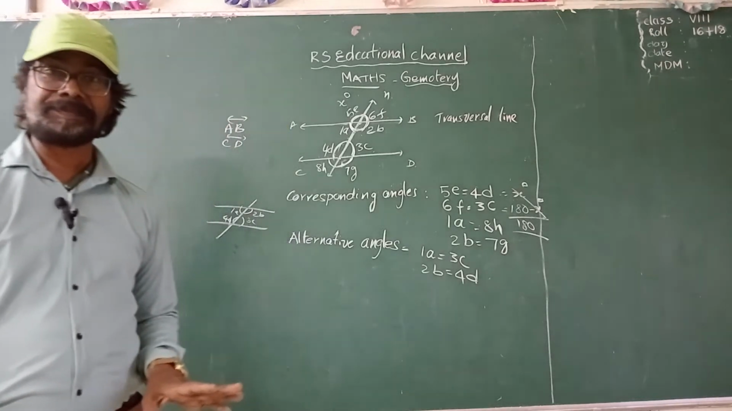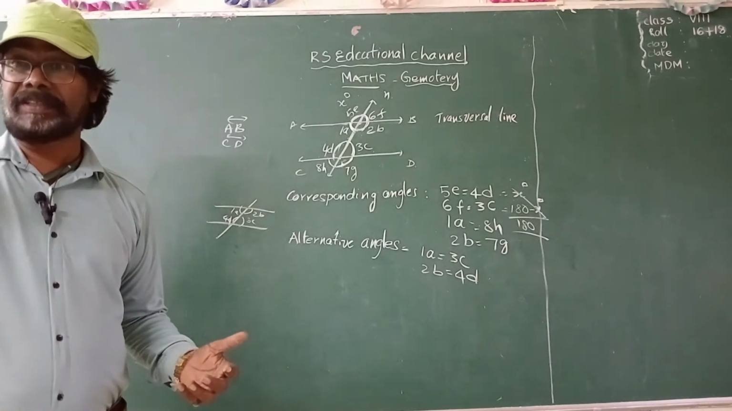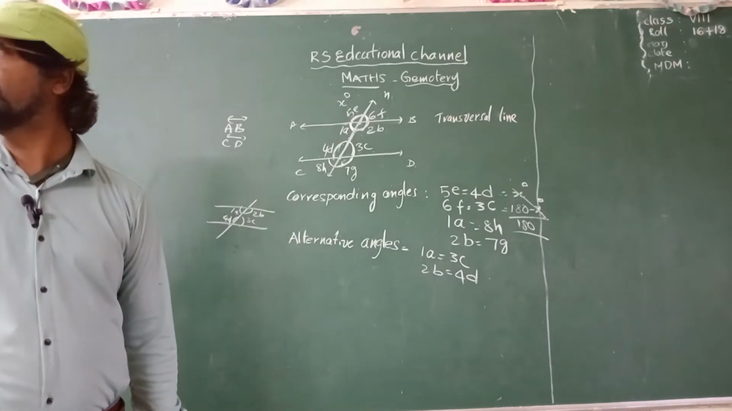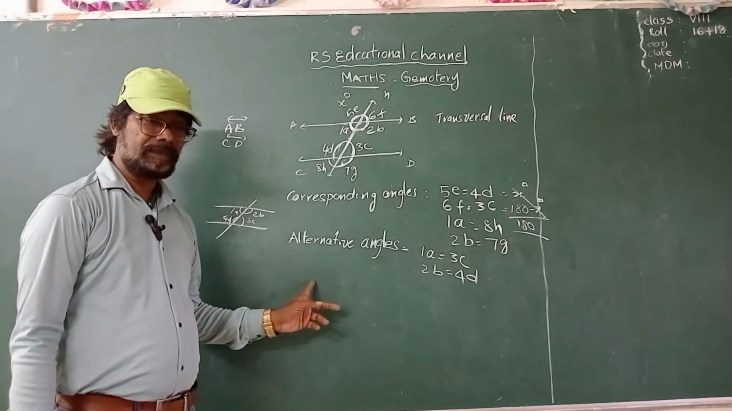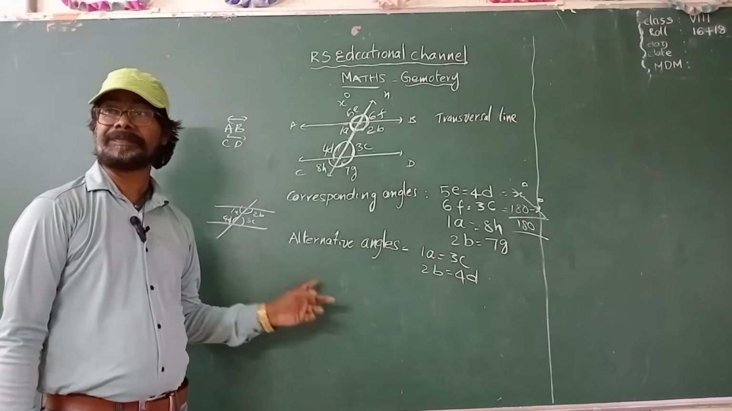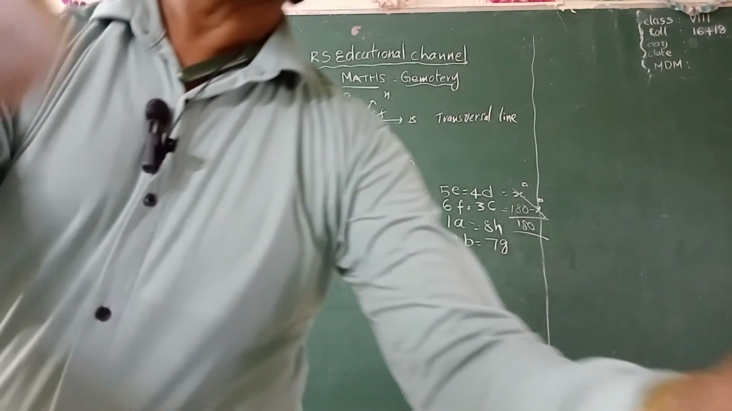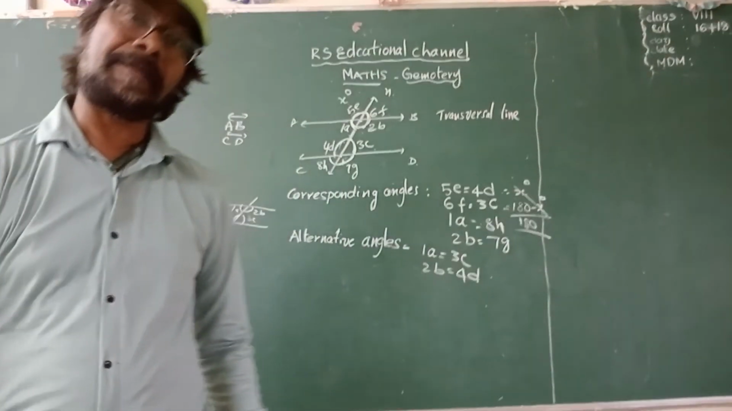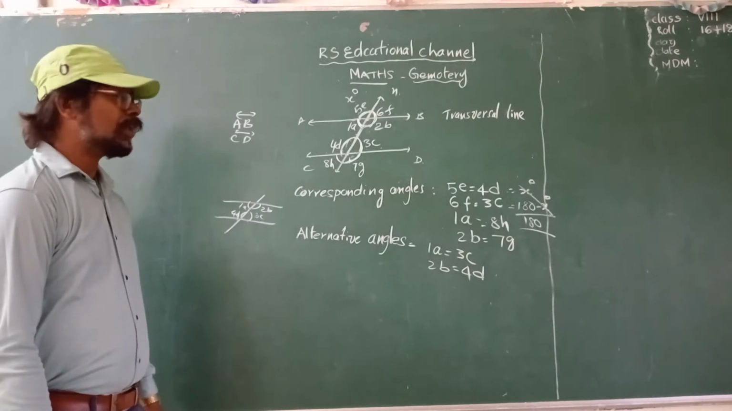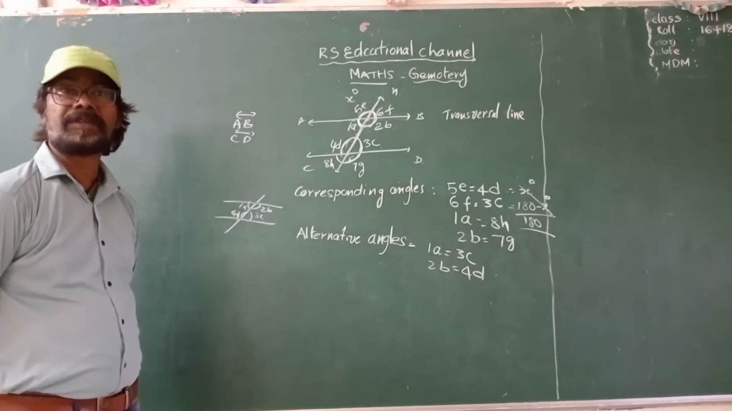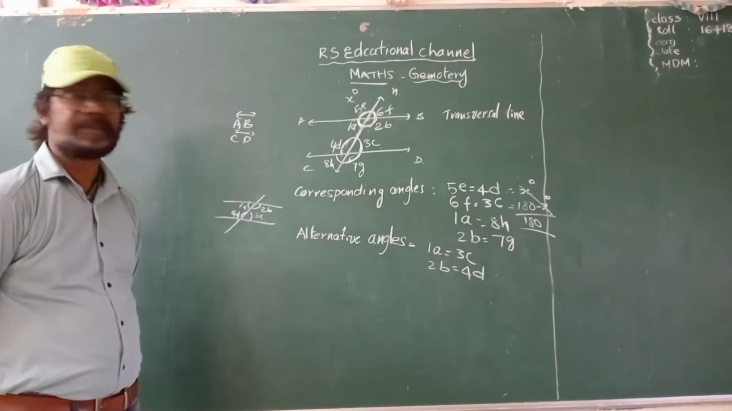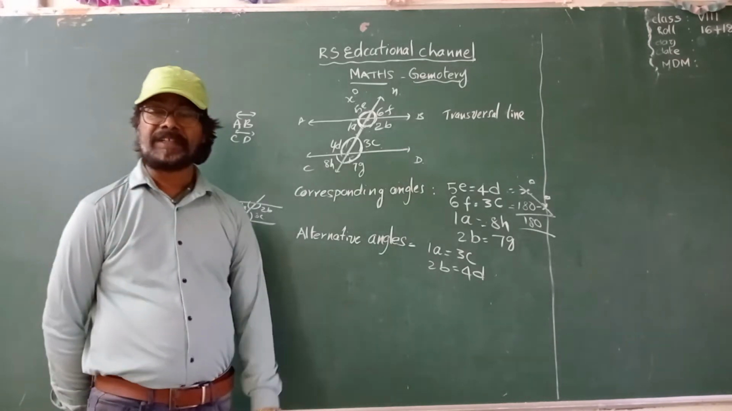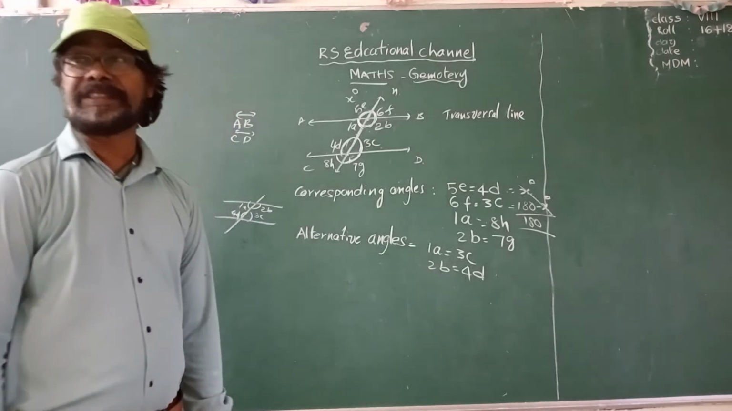So these are the lines we get. This is about the transversal lines and the parallel lines. Understand? Yes, sir. You can solve the problems if they are given. When we go further, you will see all these things.